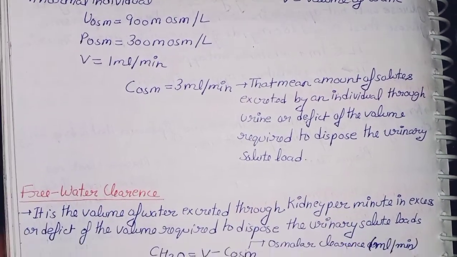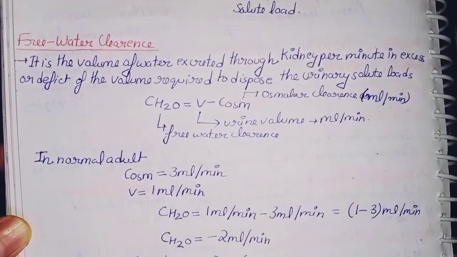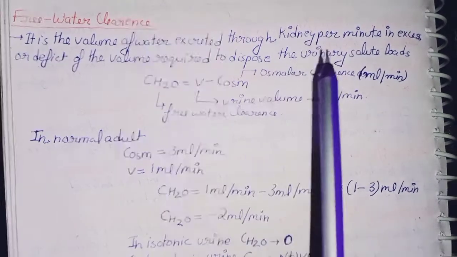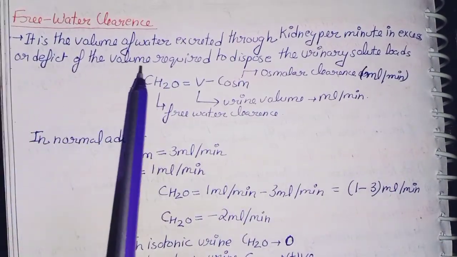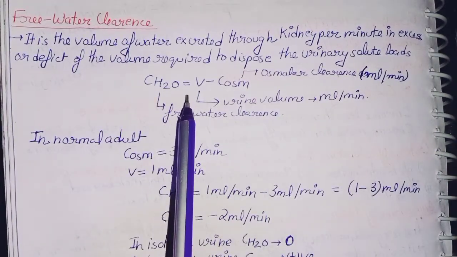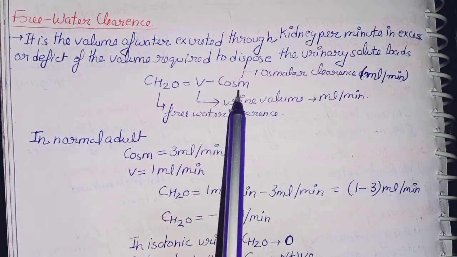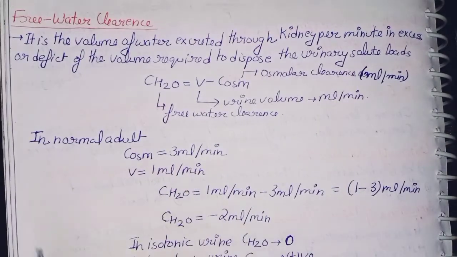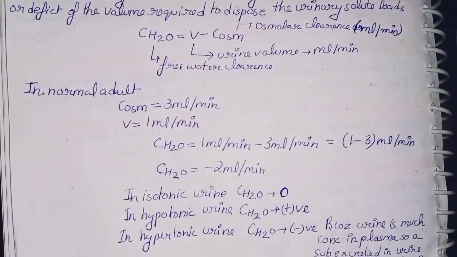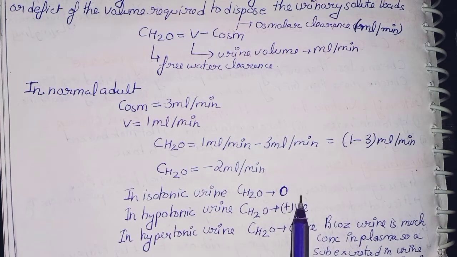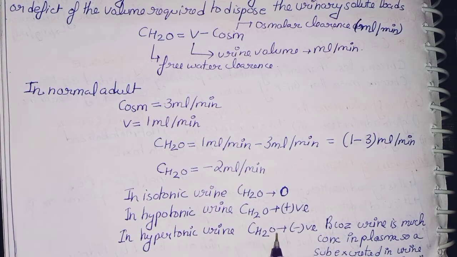That means the amount of solute excreted by an individual through urine, or the volume required to dispose of the urinary solute load. Now coming to free water clearance. It is the volume of water excreted through the kidney per minute in excess of, or in deficit of, the volume required to dispose of the urinary solute load. Its formula is CH2O equals V minus COSM, where V is the urinary volume and COSM is the osmolar clearance. In a normal adult, CH2O will be about minus 2 ml per minute. In isotonic urine it will be 0, in hypotonic urine it will be positive, and in hypertonic urine it will be negative.